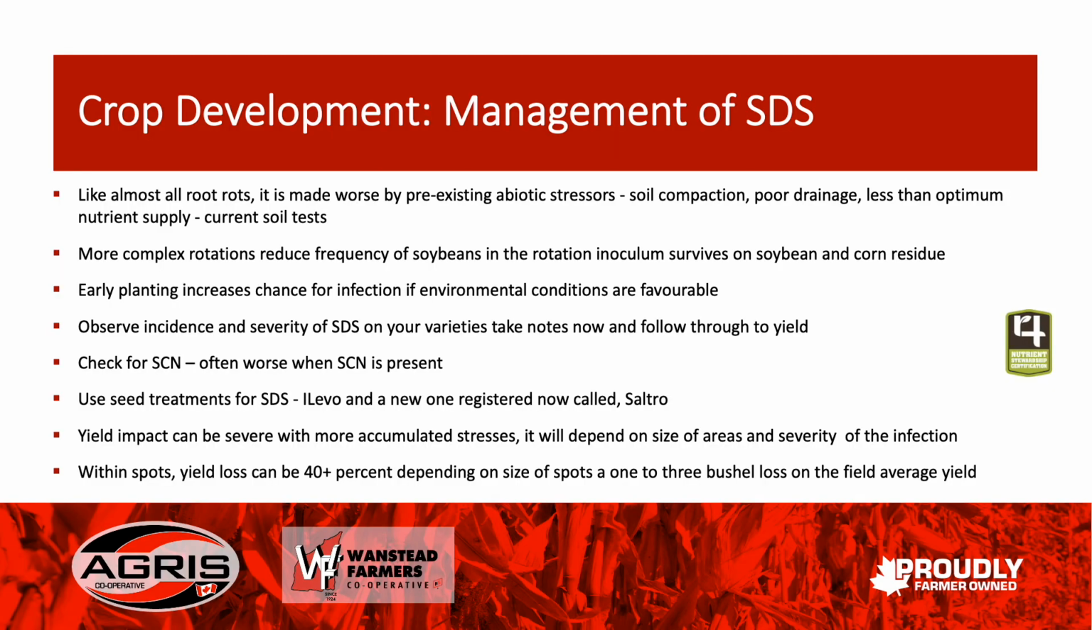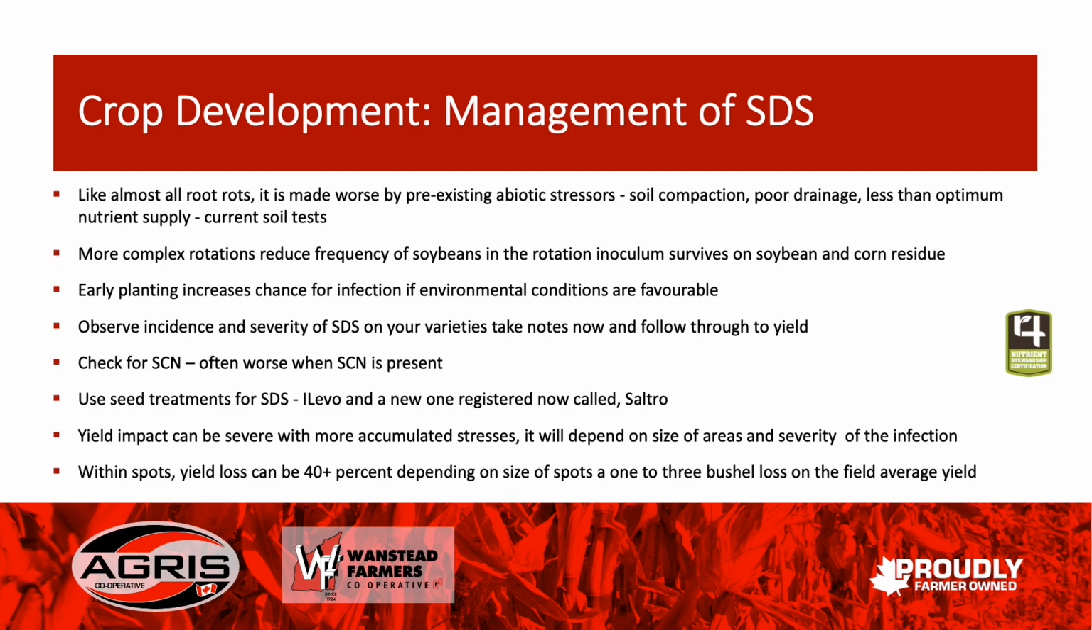So to manage this crop, like most root rots, it's always worse with pre-existing abiotic stresses like soil compaction and poor drainage and less than optimum nutrition. So make sure you're soil sampling and keeping your nutrients where they need to be, and do the things that you can to minimize compaction and improve drainage.